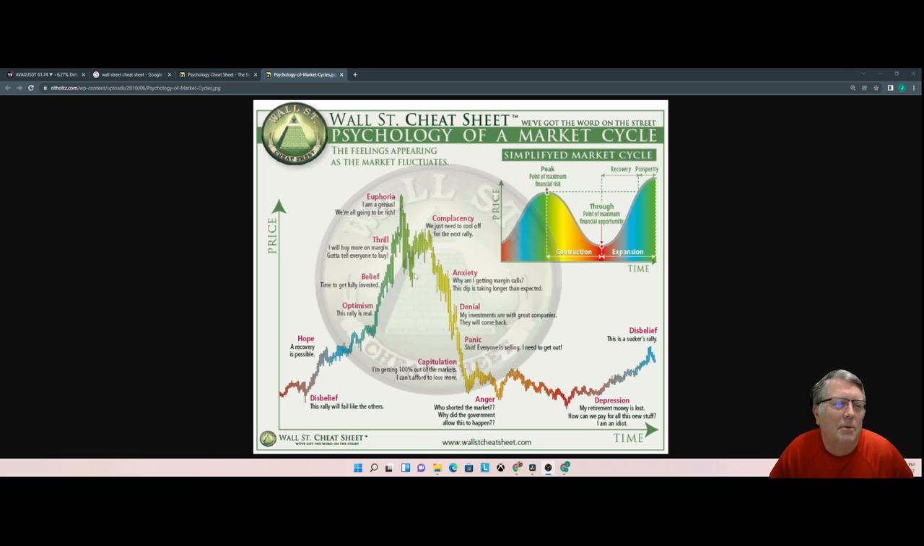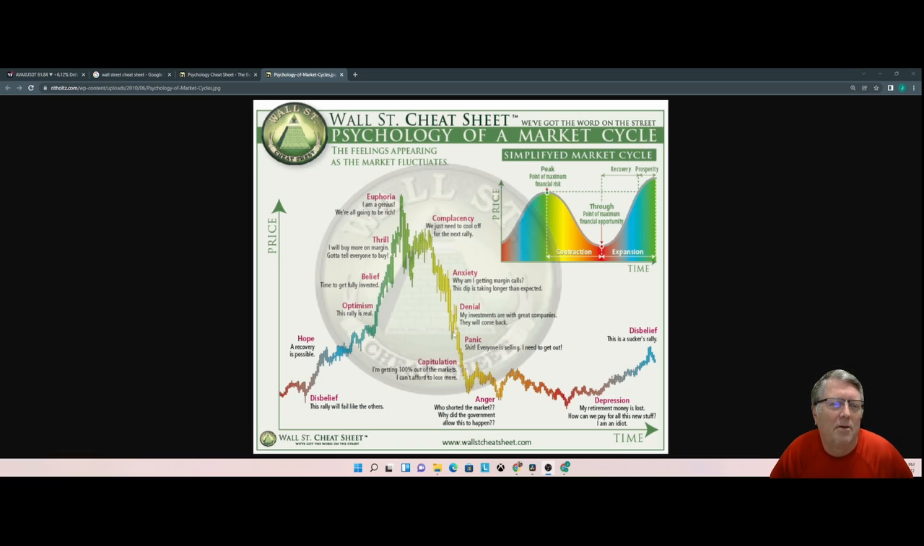And it goes up a little bit, and they call it complacency. They just think, you know, they've lost some money, but they're expecting the next rally. The next rally is coming any minute now. Then the market makes a new low. People start to get anxious, and they start getting margin calls because they went into margin back here, and they're saying, wow, this dip is taking a lot longer than they expected.